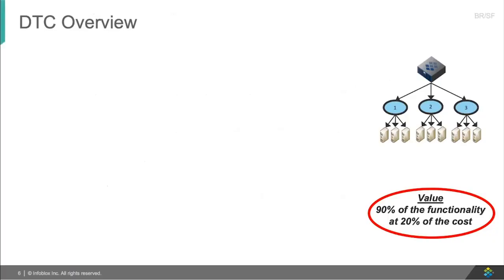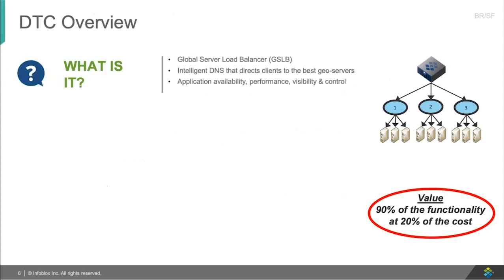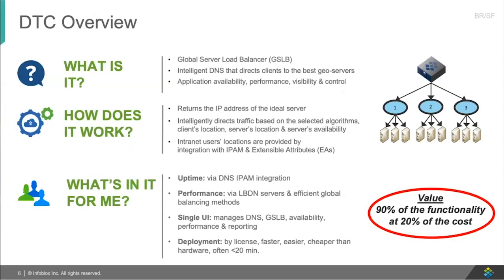So let's talk a little bit about the DTC overview. Scott, what is it? How does it work? What's in it for those on the call today? Yeah, so Bob, what we've found is that most companies want to be able to intelligently deliver applications. They might be internal applications, they might be externally facing, but they want to deliver those and make it about having a more dynamic environment, right?